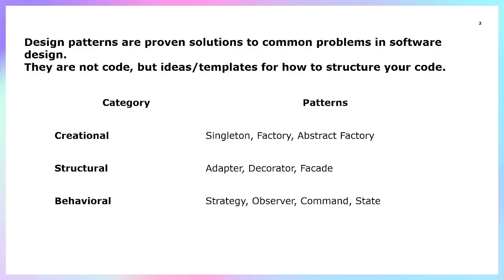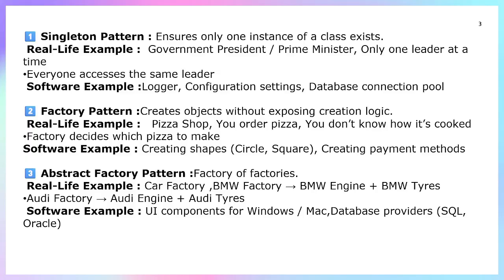Factory pattern hides the complexity and provides the essential feature. For example, a remote button, or creating a shape or payment method, right? Now, the third one is the abstract factory. This is a combination of factories, a factory of factories, right? A real-life example is a UI component, or a Microsoft database provider, right?